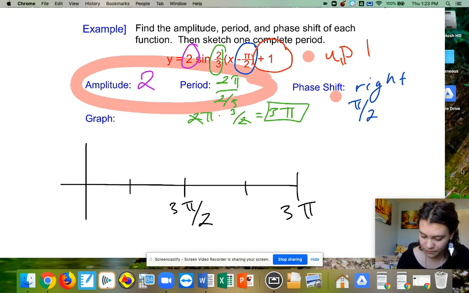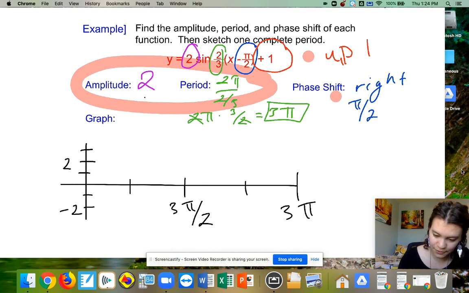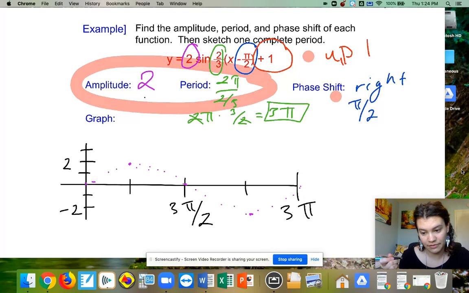So next what we're going to do is sketch what it would be with an amplitude of 2 and this period. So I'll mark here. This would be 2 and -2. So your original or standard graph before we do our shifts is going to start at 0, go up to 2, 0, down to -2, back to 0. So you get something like this. And then from here, we want to take this graph, move it right pi/2, and then up 1.